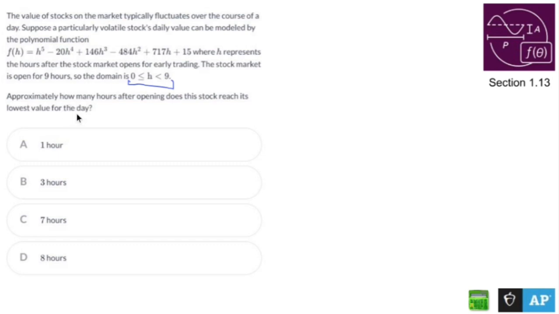Approximately how many hours after opening does the stock reach its lowest value? So I don't know what this guy looks like. It's a quintic. So at some point, I'm expecting this to happen between 0 and 9. And what I'm going to do is try to throw that in my calculator and find out what that minimum value is and what it represents in this real world problem.